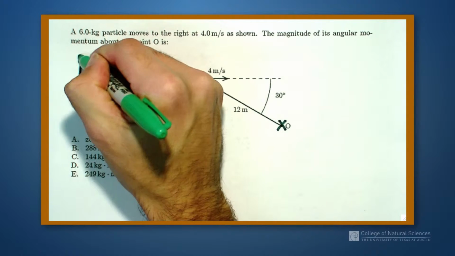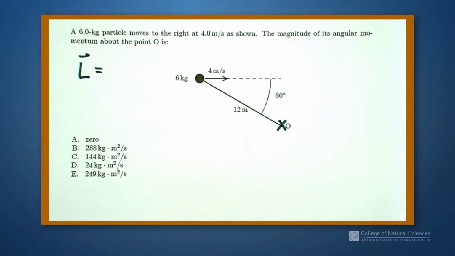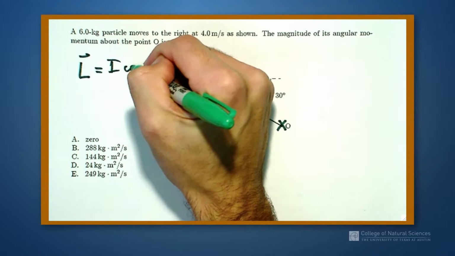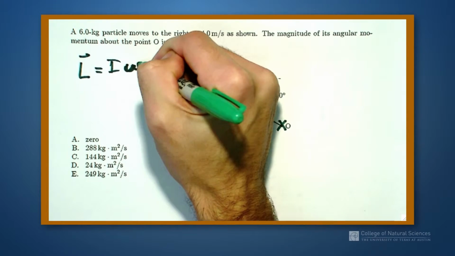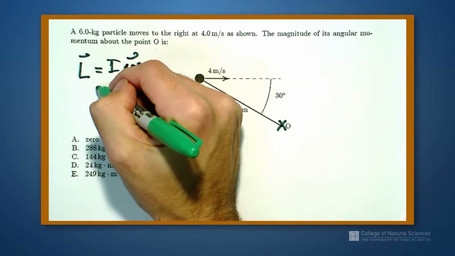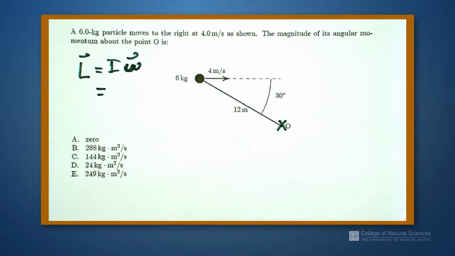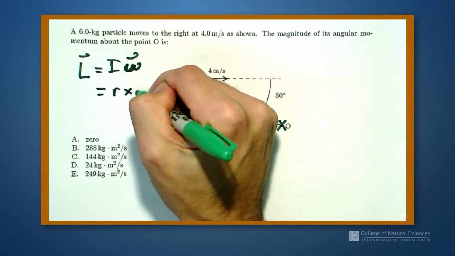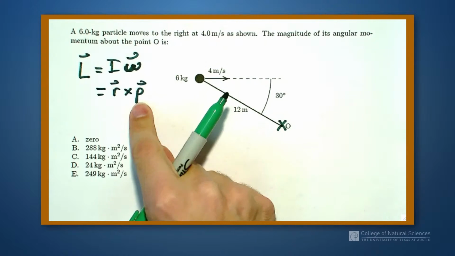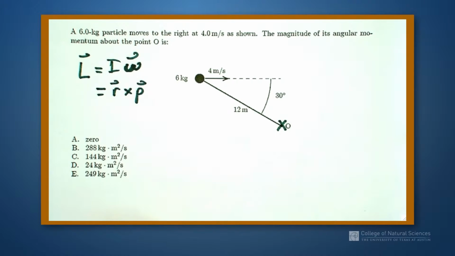Well, I know that one of the forms that I can get for angular momentum is I omega. The other one that I can get is r cross p. It's a relationship between the linear momentum and the radius that it's out. And it is a cross product.